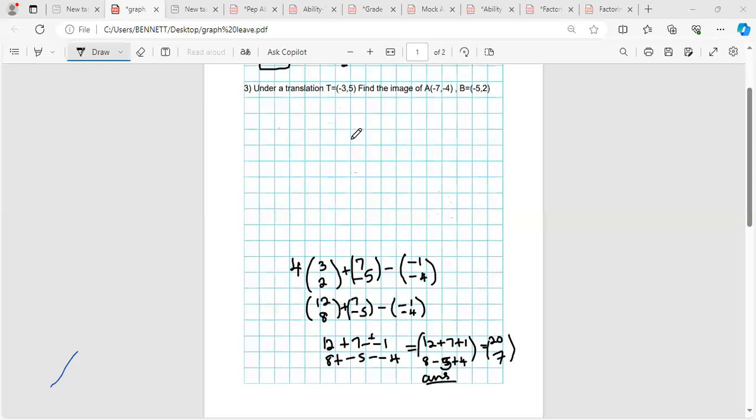As we know, a translation is a push or pull. So each point we're going to add to the translation. Alright? So we take point A and we add to the translation.